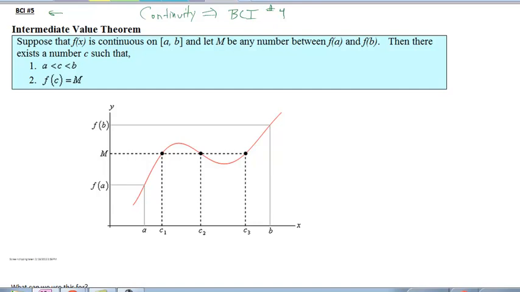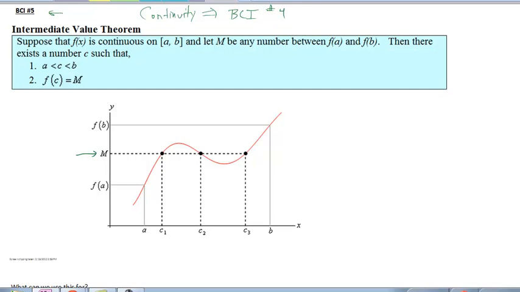It says, suppose that a function is continuous on a closed interval. We just talked about what that means. And let m be any number between the height of a and the height of b. So m is a height. And if we look at the diagram down here, there's m. Then there exists a number c such that c falls between a and b, and the height at c equals m.